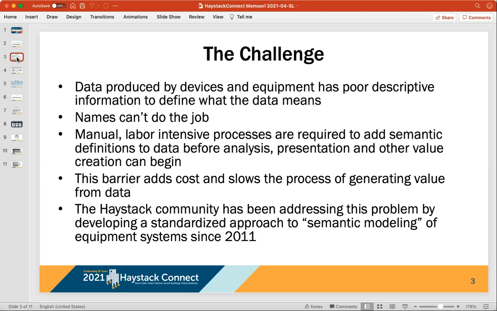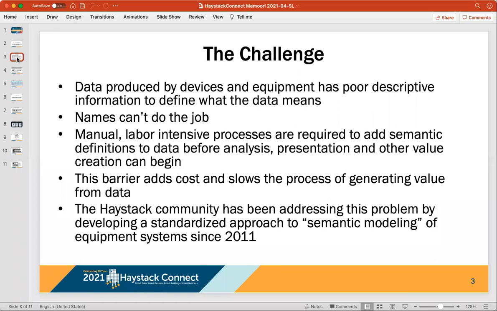Well, I could use the word attributes, but in the world of software, it's semantic definitions, okay? Semantics, metadata. But you have to do that before you can do anything with the data: do analysis, analytics, even present it, put it on graphics, or use it for control decisions. And so this barrier adds costs. It slows down the process of generating value from the data. And it's a fundamental challenge across the technologies, the systems and devices in the built environment.